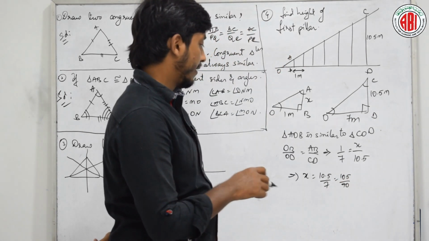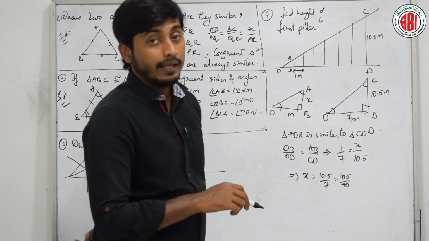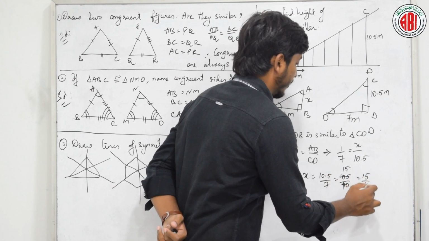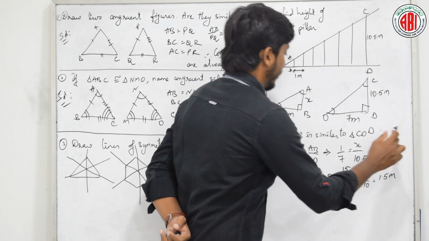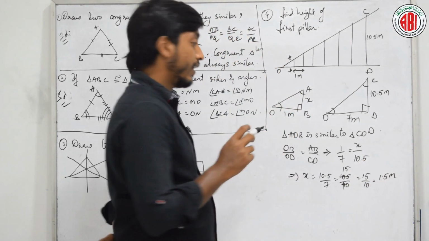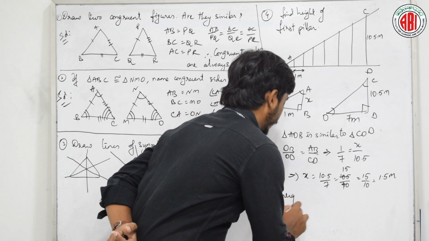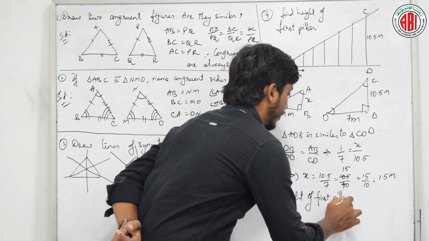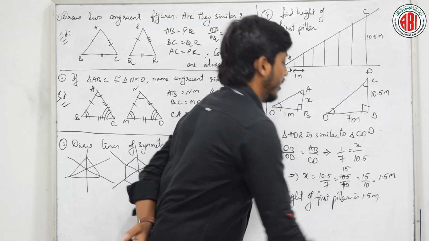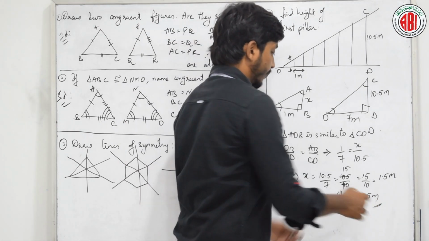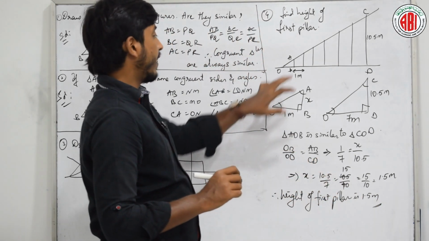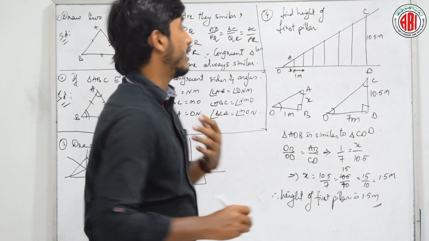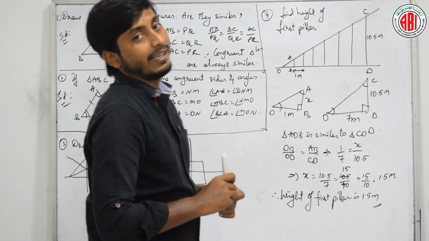Will 105 go in the 7 table? Yes, it will go. 7 ones are 7, 7 fifteens are 105, that is 1.5 meter. Therefore, the height of the first pillar is 1.5 meter. Clear? Can we find the remaining heights also? Yes, we can. How did we find it? By using the method of similarity.